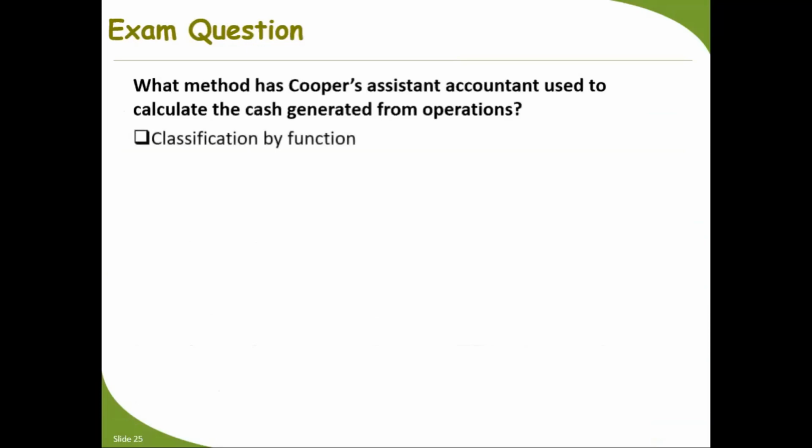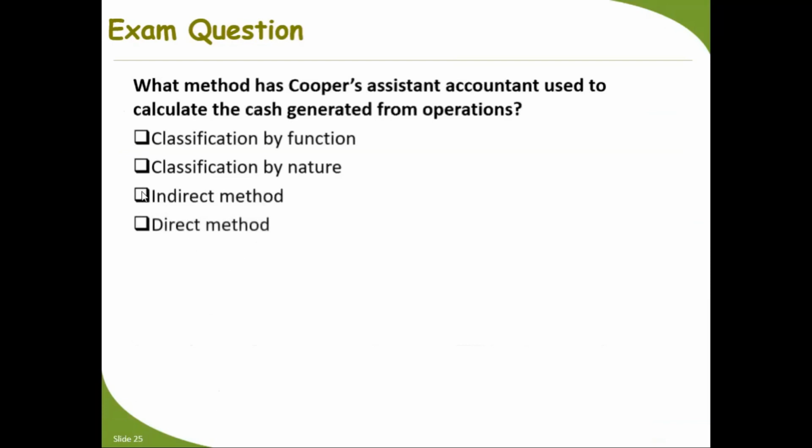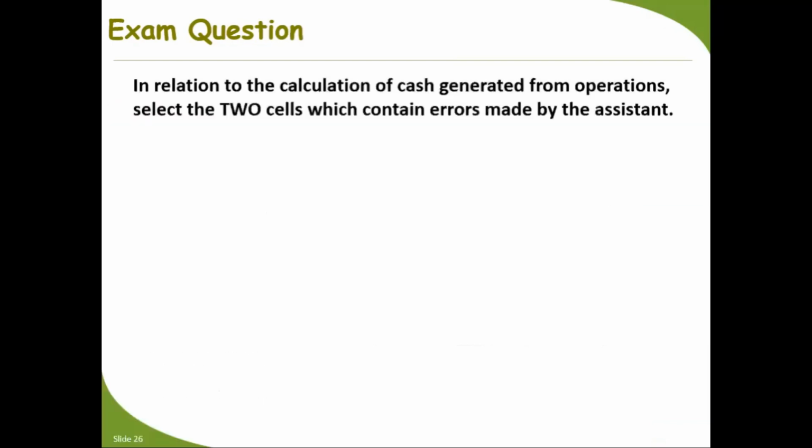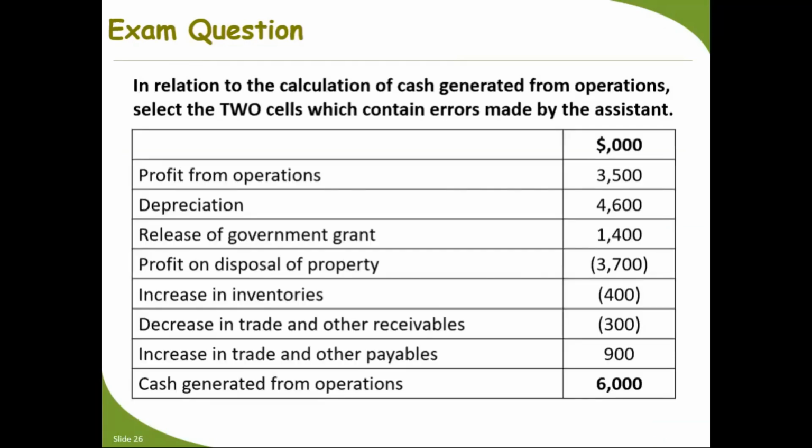What method has Cooper's assistant accountant used to calculate the cash generated from operations? That is the indirect method, as I discussed earlier when we talked about the proforma. This is a very simple answer. Then, in relation to the calculation of cash generated from operations, select the two cells which contain errors made by the assistant. Depreciation added back, release of government grant.